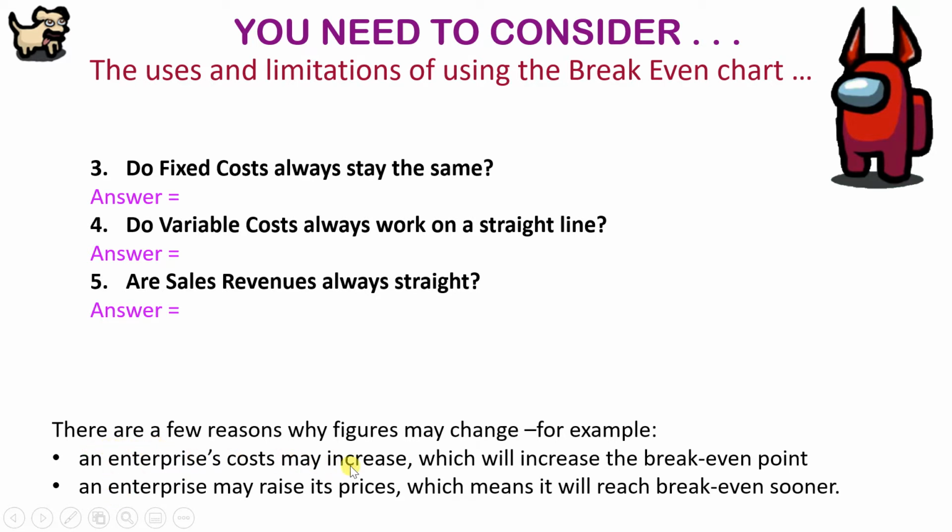You've probably picked up a bit of a theme here, and you'd be right, because there are a few reasons why figures may change. For example, an enterprise's cost may increase, which will increase the break-even point. An enterprise may raise its prices, which means it will reach break-even sooner. But then there's always things like the cost of supplies. Is that always in a straight line? And can you always have an ever-increasing sales revenue, because a company is guaranteed more and more customers at an exponential rate that the graph recommends?